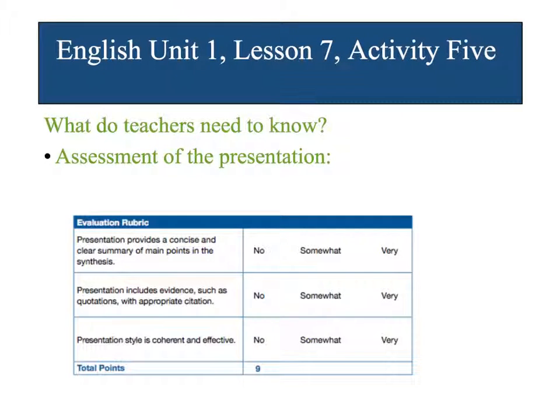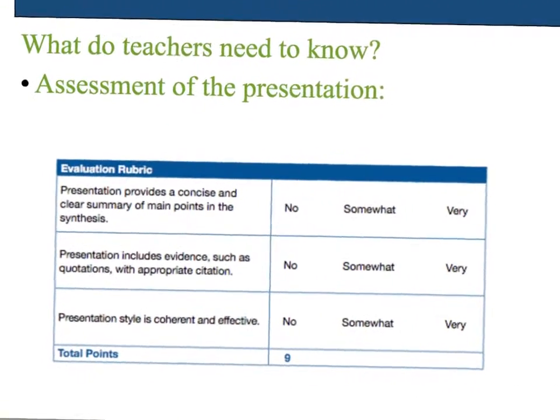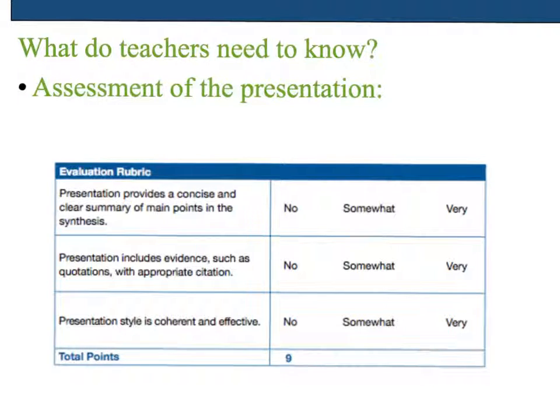We have also provided a pretty simple rubric that you can use to assess students' presentations. I'll just zoom in on this a little bit. So there are basically 3 points that we're looking at, and notice again that the content is key. So first of all, the presentation provides a concise and clear summary of main points in the synthesis. No, somewhat, or very. The presentation includes evidence such as quotations with appropriate citation. No, somewhat, or very. And then finally, the presentation style is coherent and effective.